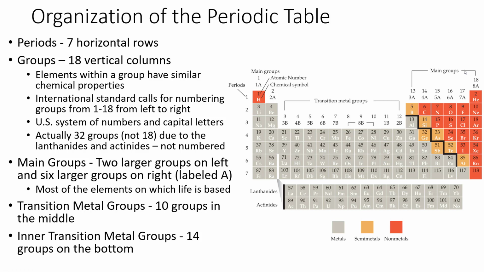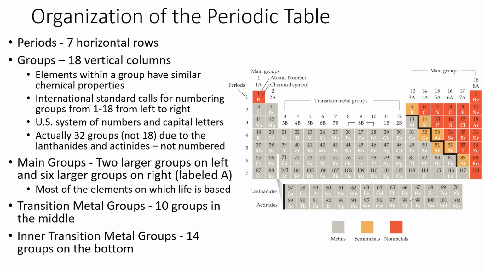Really, there are actually 32 groups, not 18, due to these lanthanides and actinides, which are this bottom bit. Remember that these insert down here. So if we were to count all of these different groupings, there's actually 32. But these lanthanides and actinides, these down here, do not have numbers associated with them.